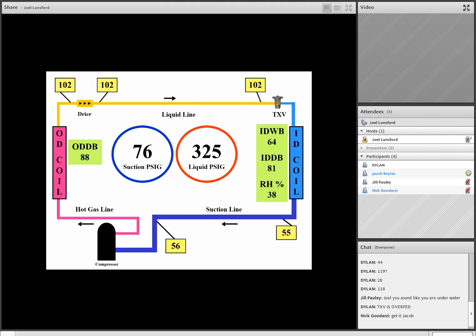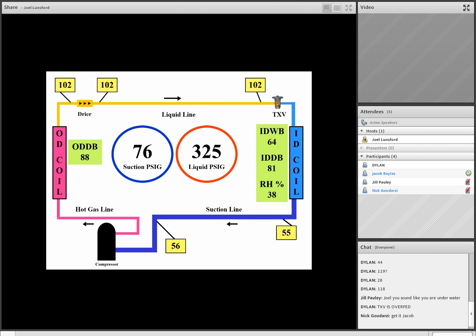So step number one, we look at our suction pressure. And we have 76 pounds of suction pressure. R22, what's the pressure temperature conversion at 76 pounds of pressure for R22? 45. Okay, good. And the temperature leaving on the suction line leaving the evaporator coil is 55. So that gives us 10 degrees of superheat. So that's actually about normal. So the indoor coil is about normal.